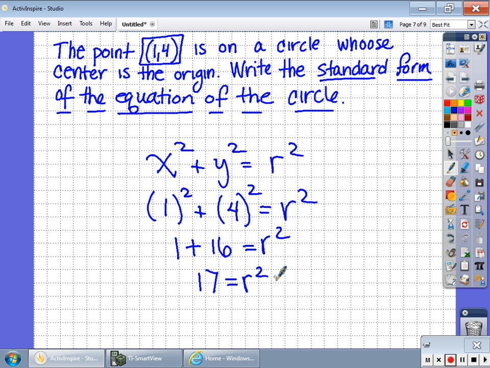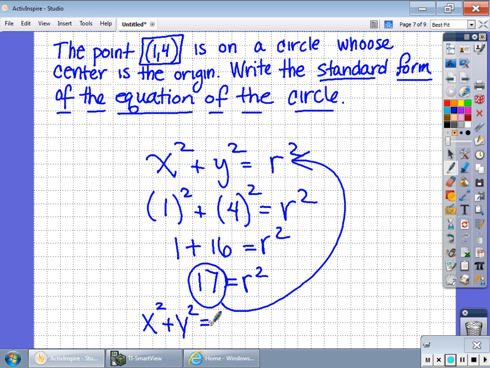That means the radius is the square root of 17 units long, but we're not really interested in that. We need an r squared because I have to replace this r squared with a number. And it says r squared is 17. So you're going to replace that, and your equation is x squared plus y squared is equal to 17.